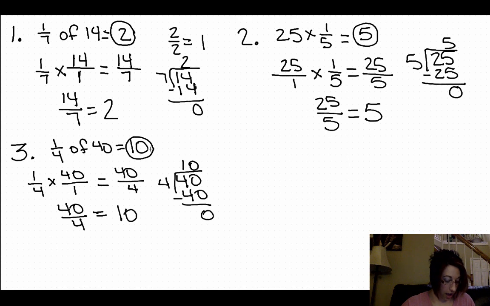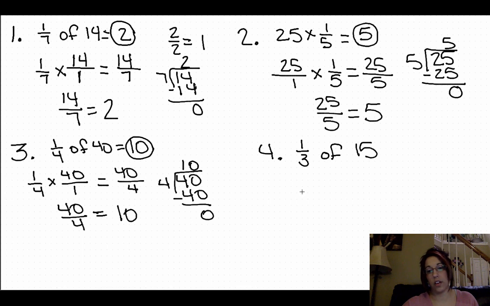Let's look at 1/3 of 15. So we write it out, 1/3 of means multiply. 15, turn it into a fraction. Multiply straight across. 1 times 15 equals 15. 3 times 1 equals 3.